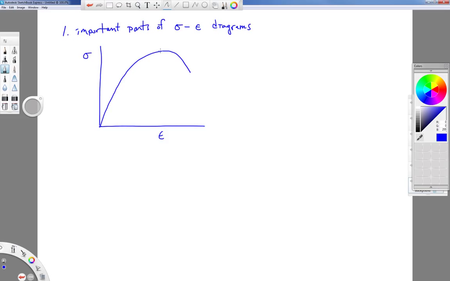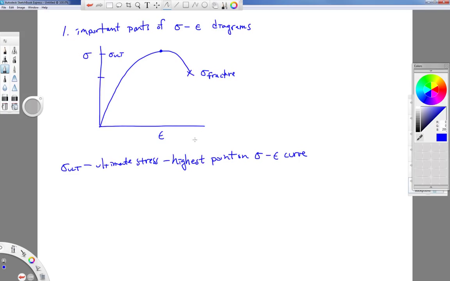Well, the most obvious point that you can look at may be this one right here. The peak stress is known as the ultimate stress, and it simply is the highest point on the engineering stress-strain curve. Well, the next point you might look at would be this one over here at the end. That's our fracture stress. That's where the thing broke.